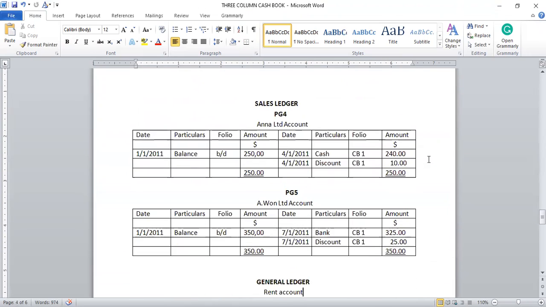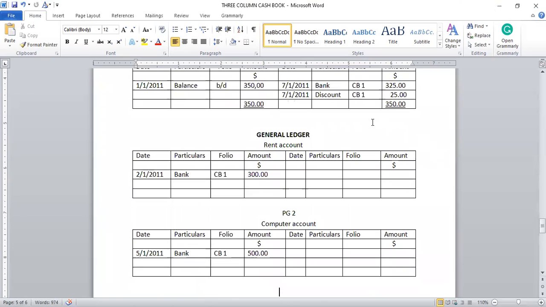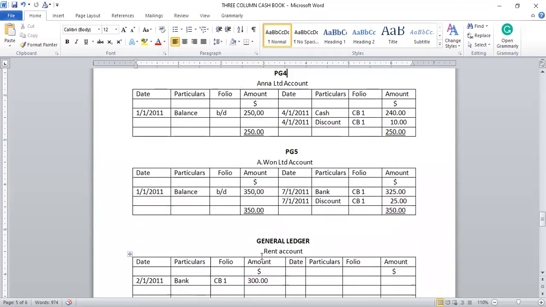So the general ledger. Assume general ledger page 2, that's the computer account being debited with the amount because it's received. So date 5th January 2011, particular bank, where the corresponding entry can be found at the bank account. Folio, assume cash book page 1 and the amount $500. The next transaction.